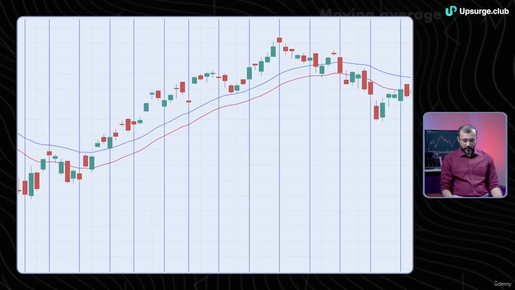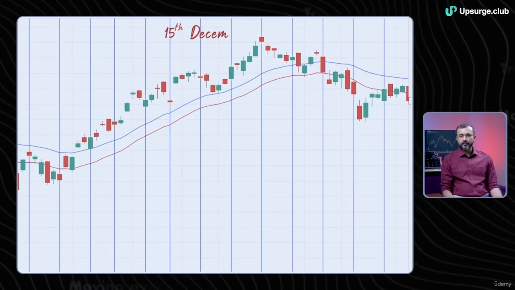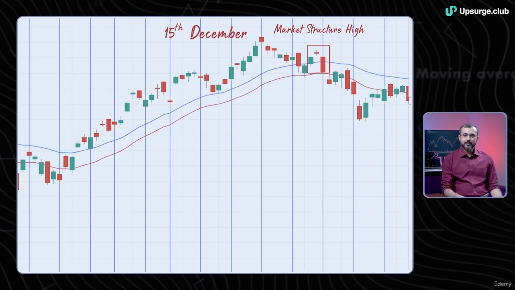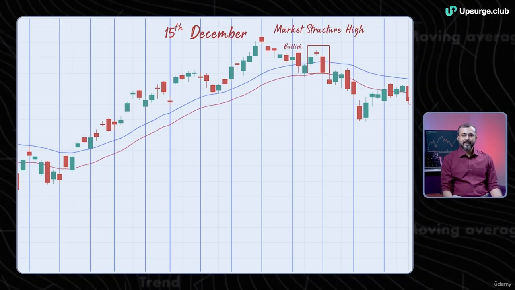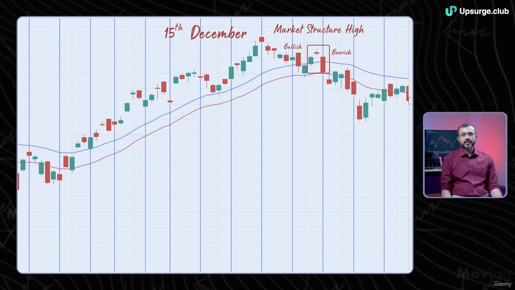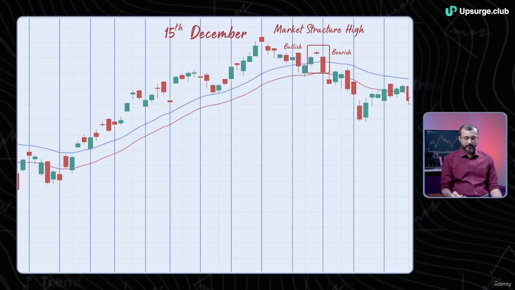If we see, on 15th of December, we have a market structure high. The market structure high got formed. There is a bullish candle. The second candle is a bearish candle formed with a gap up. It's still a higher close. The third candle is a lower close with a bearish candle.